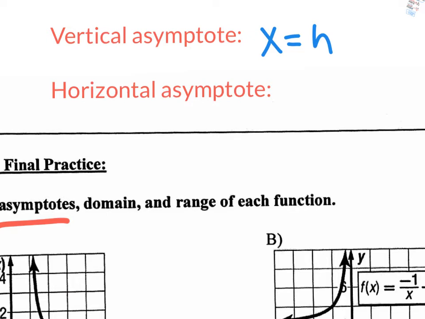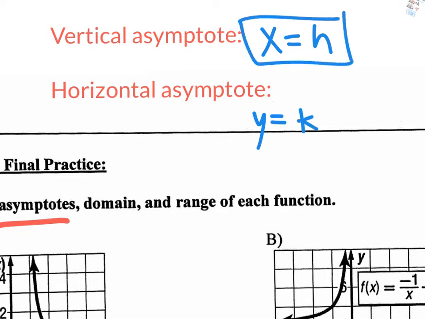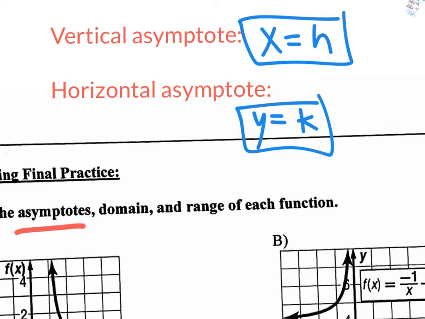Now for the horizontal asymptote, that's going to be y equals, because y equals gives you any horizontal line. Y equals your k value. So it's that simple. These are your notes that you need to know. The vertical asymptote is x equals your h value, and that makes total sense because x is always with h. Horizontal asymptote is y equals your k value. Okay, so let's take a look.